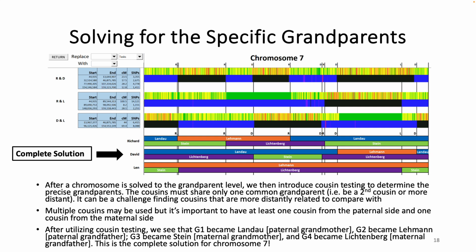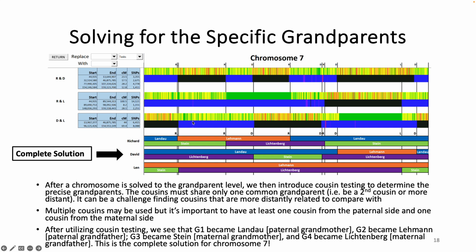So, after utilizing cousin testing, I was able to figure out that G1 was Landau, their paternal grandmother. G1 became this color blue for Landau, and G2 became Lehmann. So these were the paternal grandparents up top. I had assigned them correctly. This ended up being the paternal chromosomes, and you can see the inheritance pattern between the blue and the orange paternal grandparents. And then, G3, for the maternal grandparent, became Stein. That's this green over here. And G4 became Lichtenberg, which was the maternal grandfather.